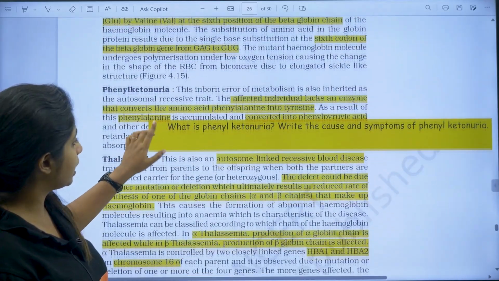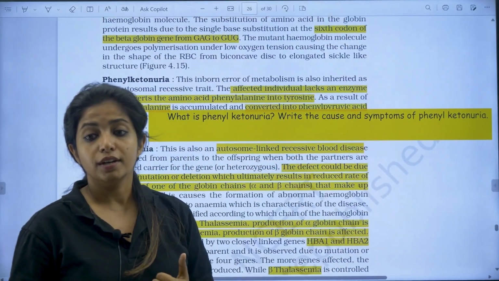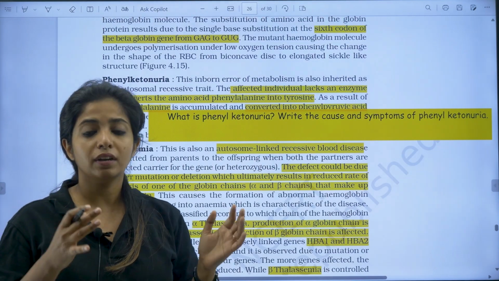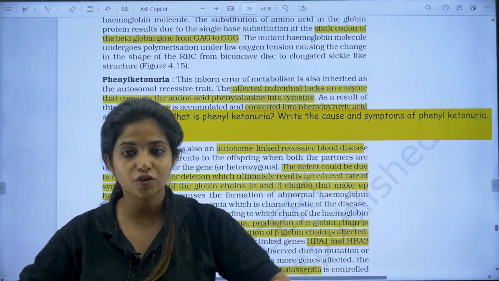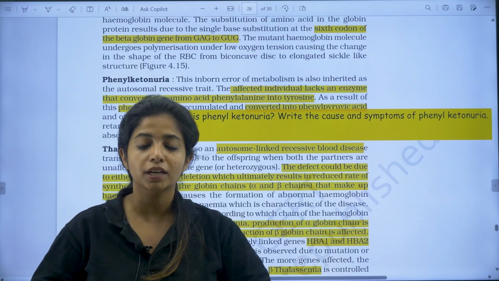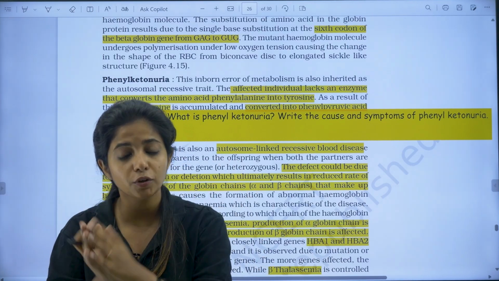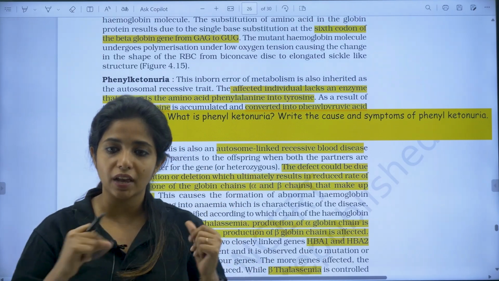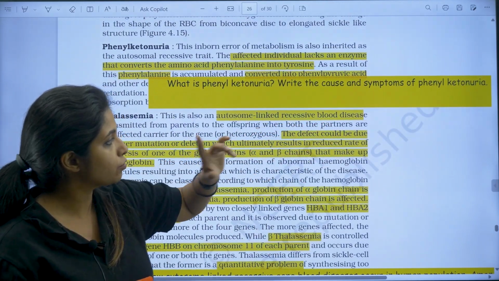Okay. Now phenylketonuria, again, what is phenylketonuria? Write the cause and the symptoms of phenylketonuria. You should be knowing that in phenylketonuria, the phenylalanine hydroxylase enzyme is not being produced, which is why the conversion is not happening. If conversion is not happening, phenylalanine gets accumulated. It gets converted to phenylpyruvic acid, causing mental retardation, everything. Very important. Thalassemia is there, again an autosome linked recessive disorder. You should be knowing it.